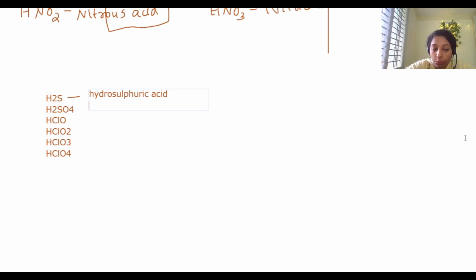Then what about H2SO4? Here SO4 means sulfate, so it's ic acid. No hydro term, just sulfuric acid. That's the difference. Not hydro, just sulfuric acid.